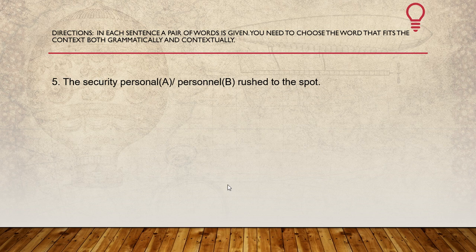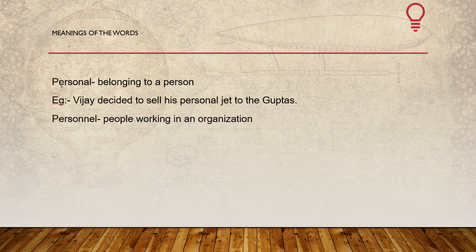Now let us have a look at the meaning of the words again. Personal, belonging to a person, right? Just as I said. Still, let us have a look at the example sentence. It will help you understand better. Vijay decided to sell his personal jet to the Guptas, right? That is the jet belonging to Vijay. Did you get my point? And personnel, just as I said, police personnel, security personnel, just like security personnel was mentioned in the question. So, personnel means people working in an organization. Hope you have understood.